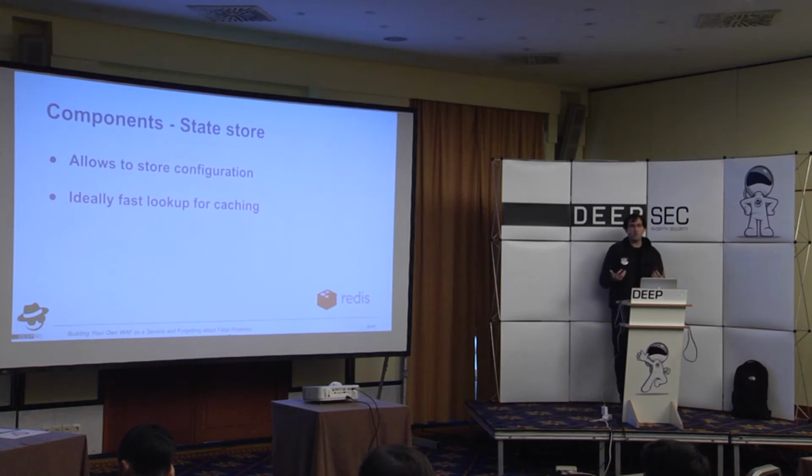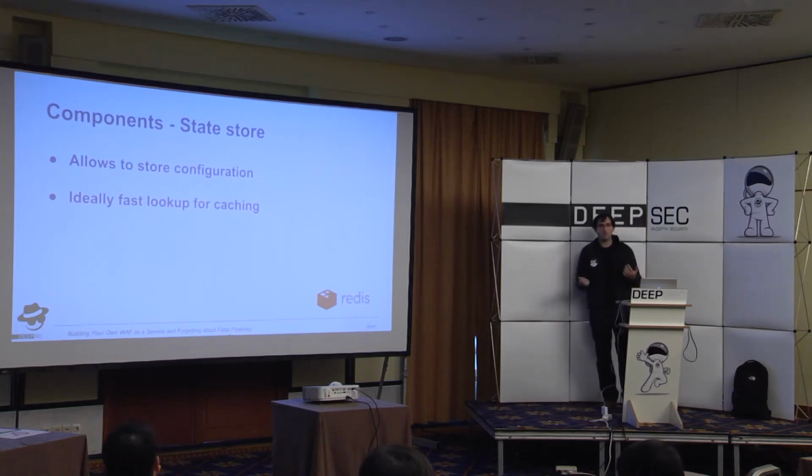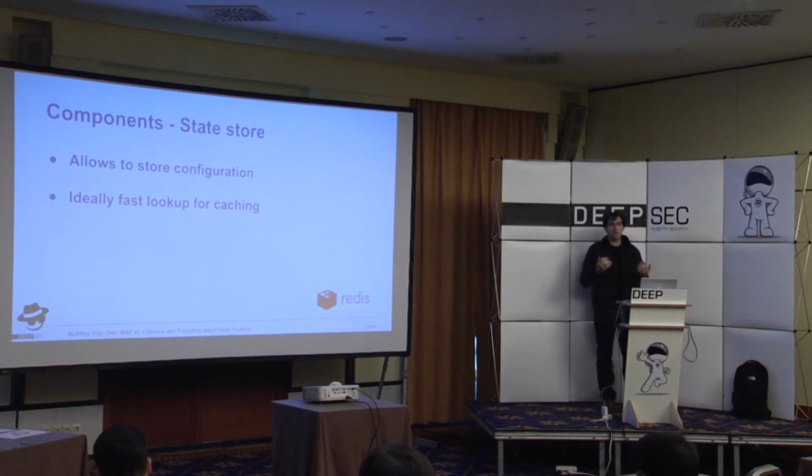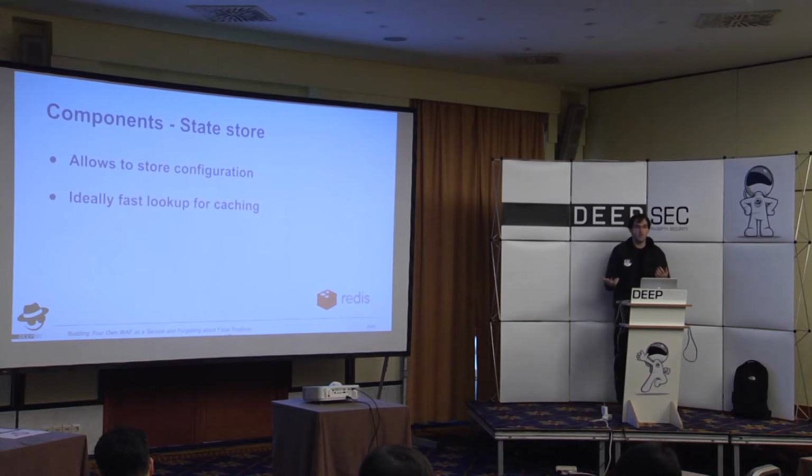So another component is going to be a state store. In this case, I'm using Redis because it's quite fast for doing lookups. I'm also using it to store the configuration. But the idea is that this is going to be a component that needs to be quite fast so that web applications can get information from there, in some cases cache it locally, so that you reduce the amount of requests you need to make to the web application firewall.